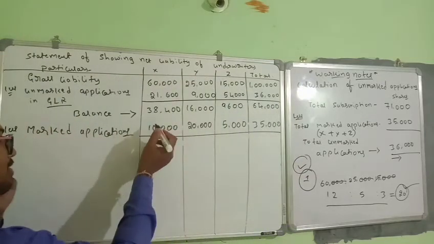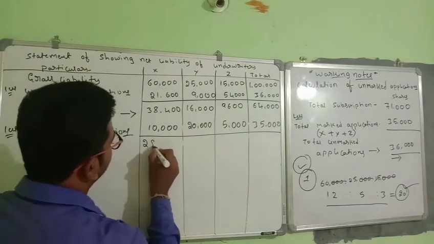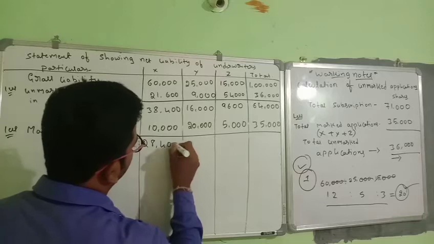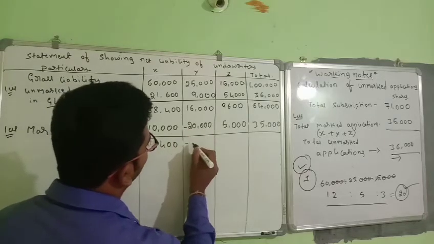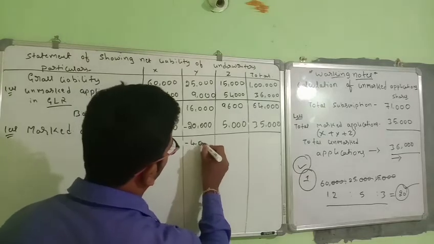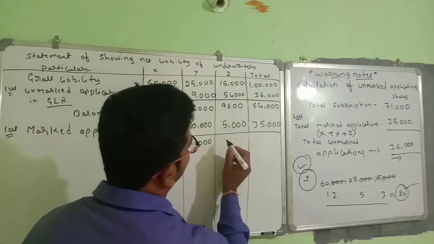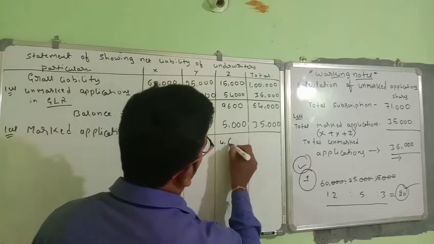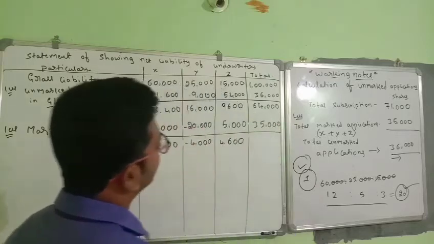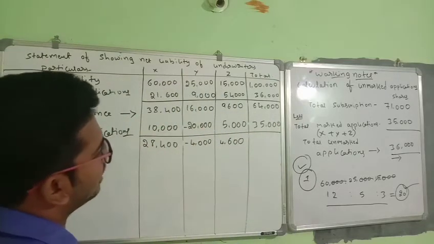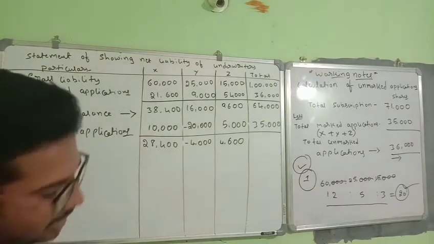So 38,400 minus 10,000 is 28,400. 16,000 minus 20,000, here you will get a negative balance, minus 4,000. 9,600 minus 5,000 is 4,600. 64,000 minus 35,000, you will get a difference of 29,000.